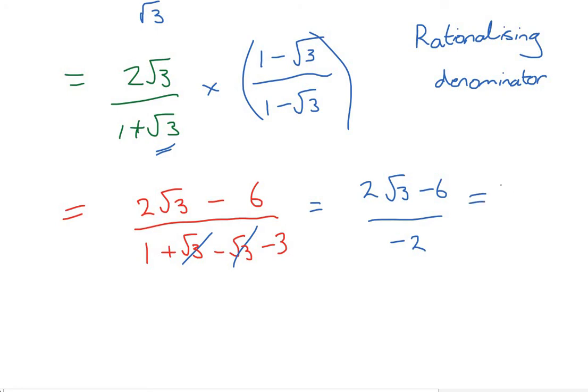And then we can simplify to our answer, because minus 6 divided by minus 2 is 3, and 2 root 3 over minus 2 is minus root 3. And there is our answer, guys. So hopefully this makes sense.